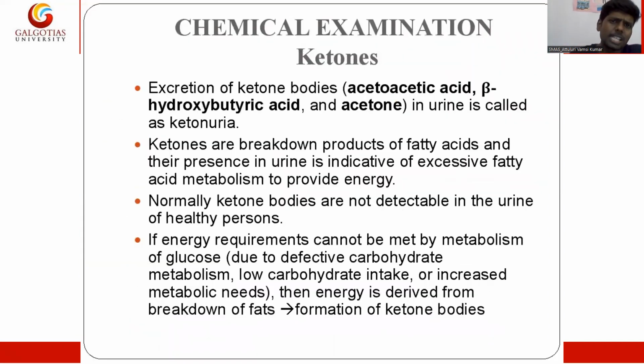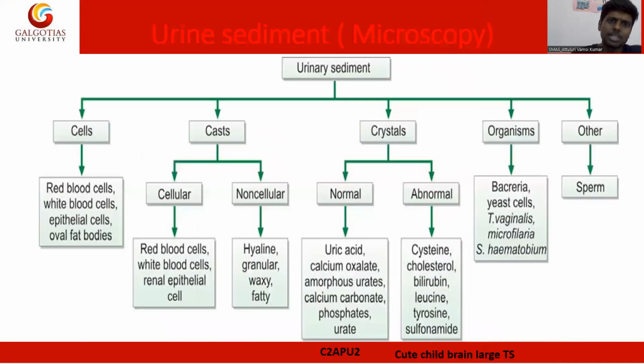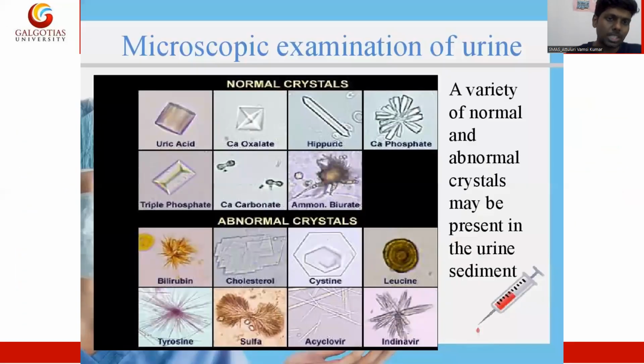In the chemical analysis, we go for detection of ketone bodies and bilirubin in the urine. Finally, in the microscopic examination, we detect cells, casts, crystals, organisms, and other things. As I said, crystals play a crucial role, so you need to pay utmost attention to them. We have two types of crystals: normal and abnormal. The normal crystals include uric acid, calcium oxalate, hippuric acid, calcium phosphate, triple phosphate, calcium carbonate, and ammonium biurate. Abnormal crystals include bilirubin, cholesterol, cystine, leucine, tyrosine, sulfonamide, acyclovir, and indinavir crystals. The pictures of these crystals are very important for clinical correlation.